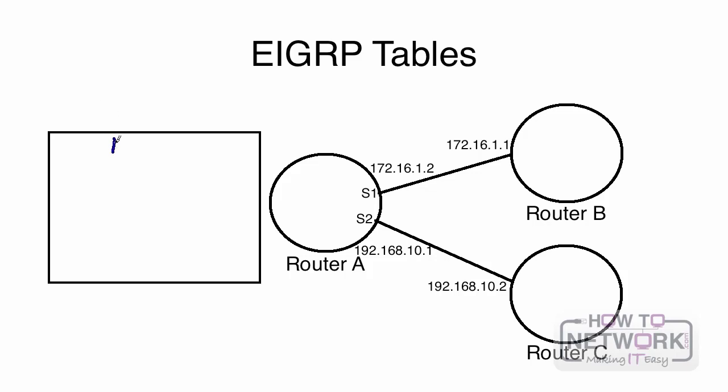Now, EIGRP uses specific tables to help make it run, and one of the tables that EIGRP uses is called a neighbor table. Now, a neighbor table is exactly what you think it is. It's a table that is comprised of a listing of all the EIGRP neighbors.